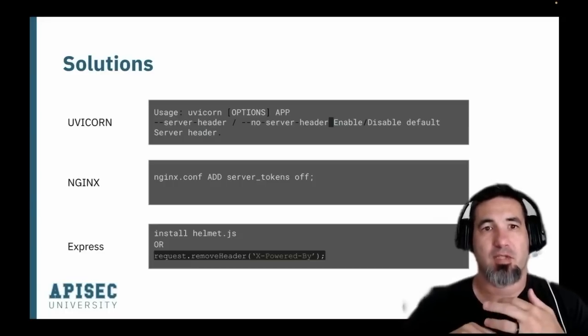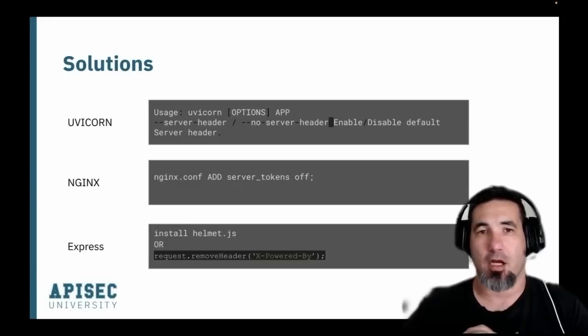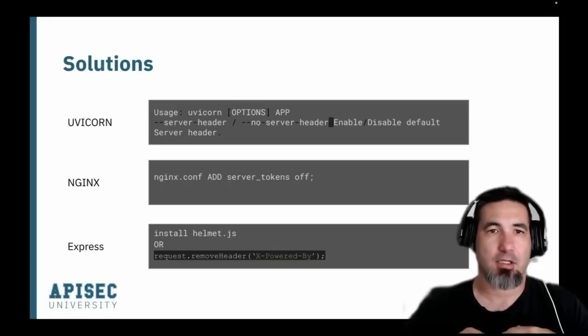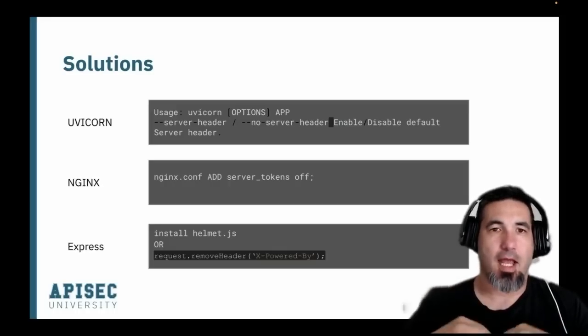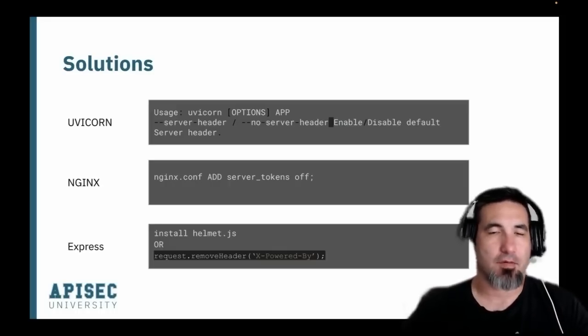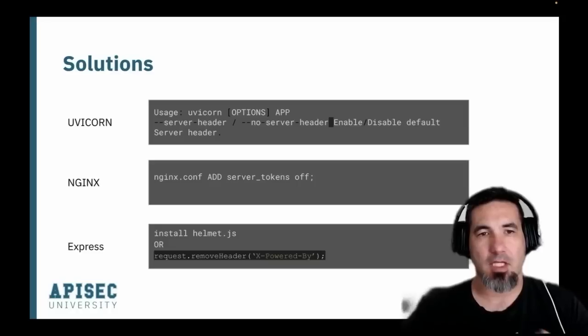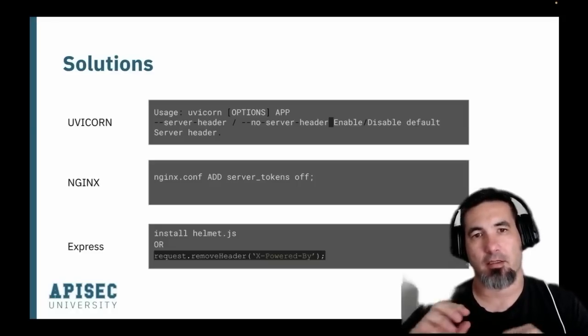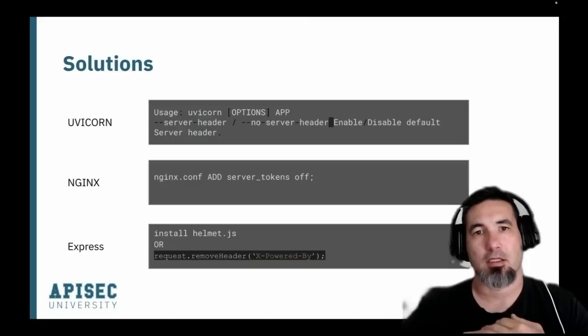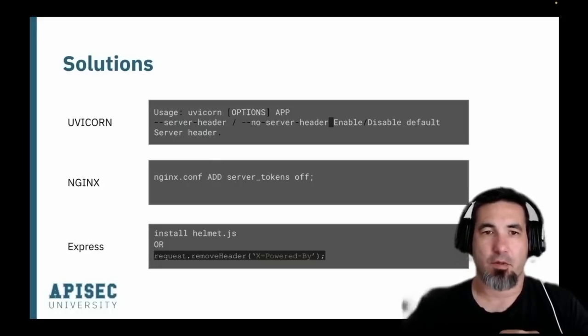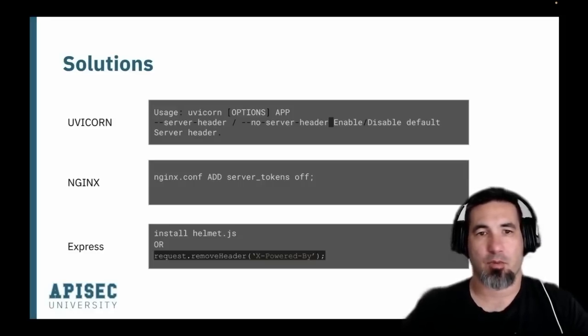I looked up how to remove the header for it, and it has a regular option on how to do it. Just when you start it up, it has a server header option. I think every server I've ever seen that has these headers has a way to turn them off very easily, because it's not uncommon for people to want to remove this. This has been an issue for a long time. Nginx, the other example I showed, has a line that you put in its conf file just for turning off server tokens. In Express or Node.js, you can either run Helmet, which handles a lot of basic stuff for you, or you can specifically remove headers from your requests with the remove header function.